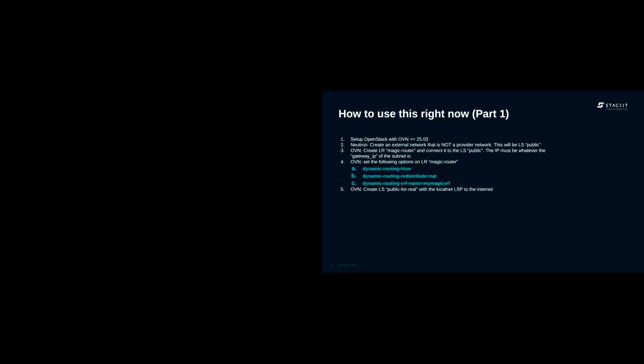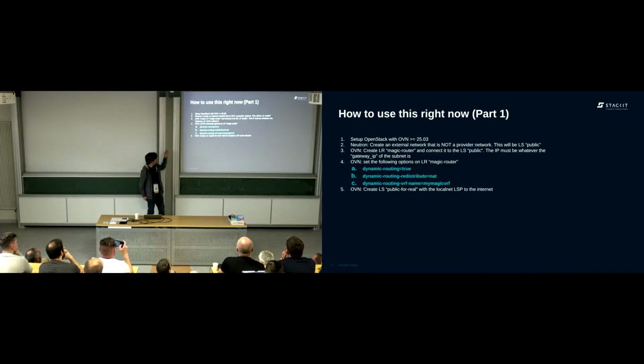In OVN, we need to then create a magic router and connect it to the public network. We need to set a few options on there, so that dynamic routing is even enabled, that we will redistribute the NAT addresses from there to the Linux VRF, and also to have a name for this VRF, because otherwise OVN will generate a random one for it. We need the public for real logical switch port.